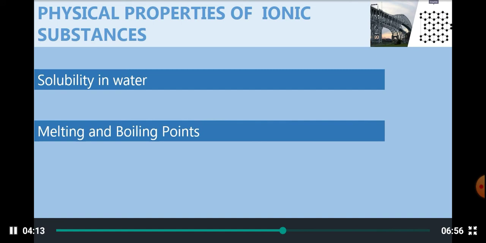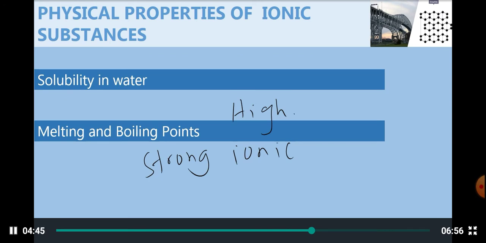Melting and boiling point. Substances that have ionic structure have high melting and boiling points. This is because the ionic bonds are very strong. So you have strong ionic bonds that hold the ions together, meaning it would require a lot of energy for us to weaken those bonds or even break them in order for the substance to melt or boil.